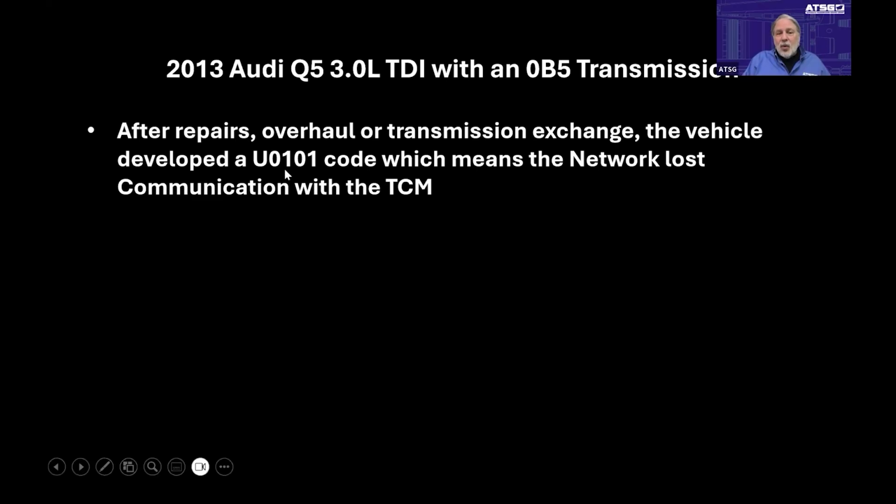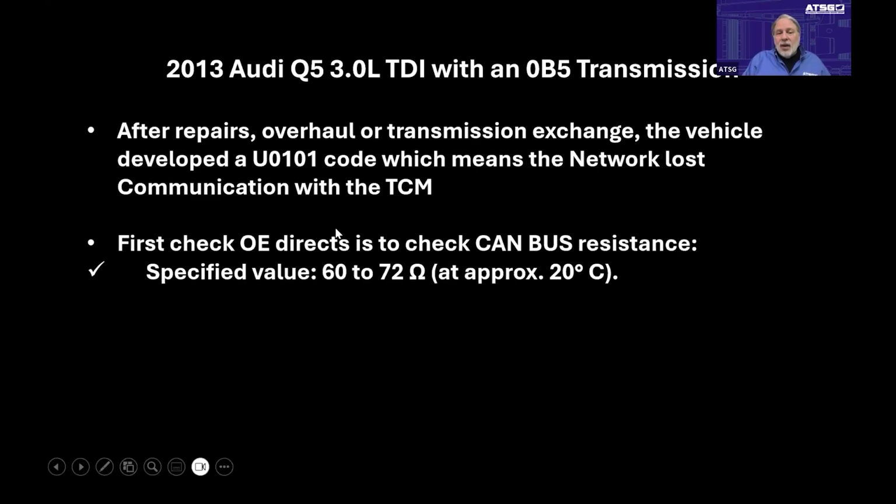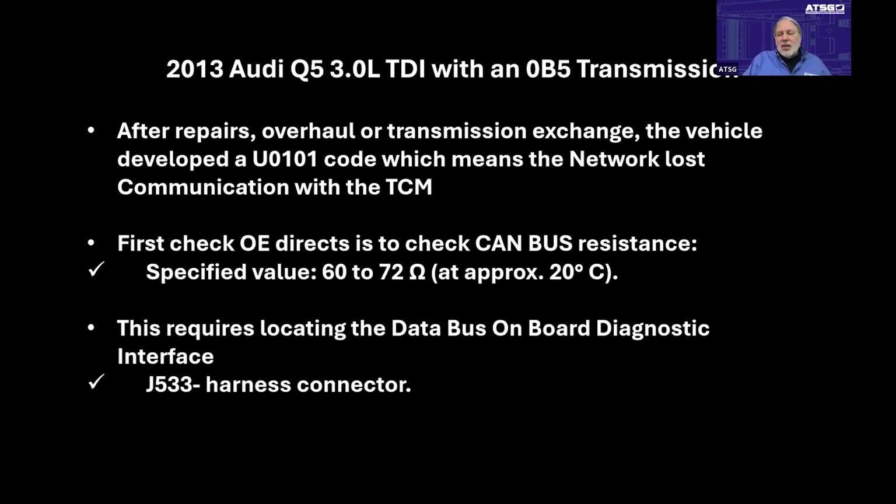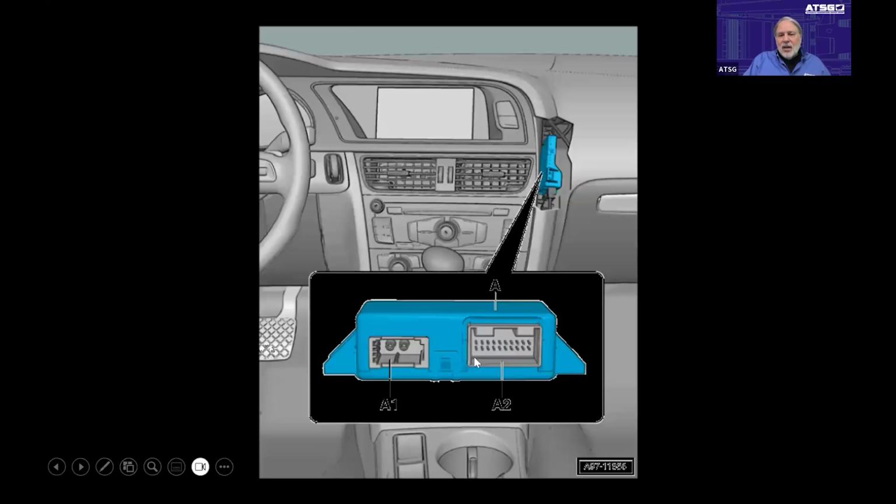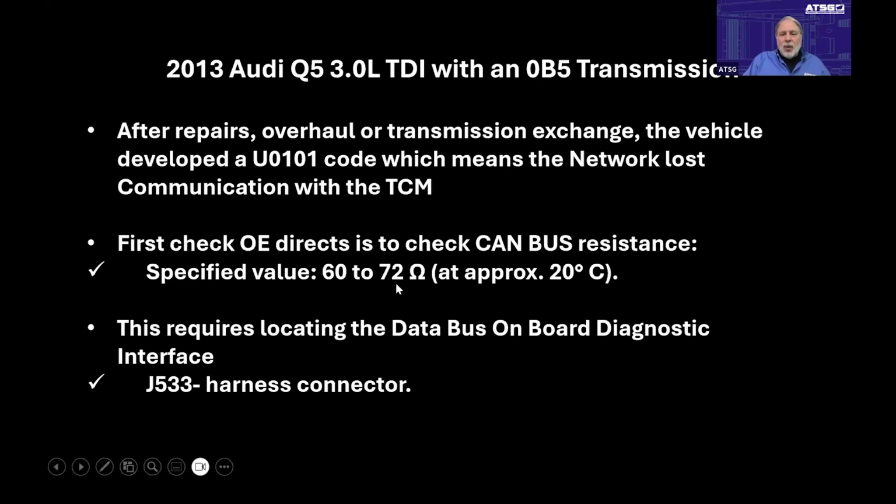Now, when you look up this U0101 code, the OE, the manufacturer, the Audi company, wants you to check the CAN bus resistance of the circuit, which is supposed to be between 60 to 72 ohms. But they want you to do it at the data bus onboard diagnostic interface. The problem with that is it's located in the dash over here. This is not an easy location to get to. This is quite troublesome.